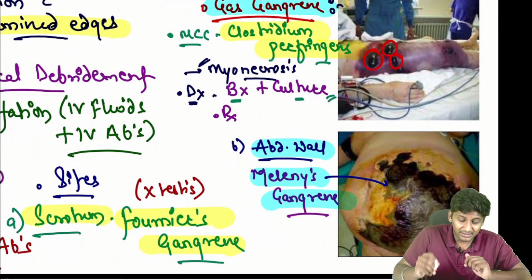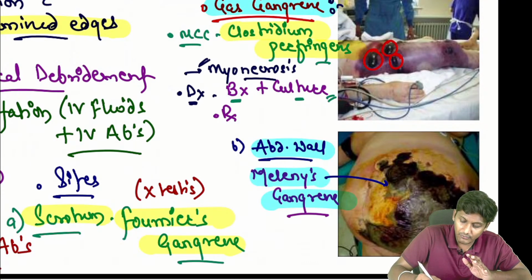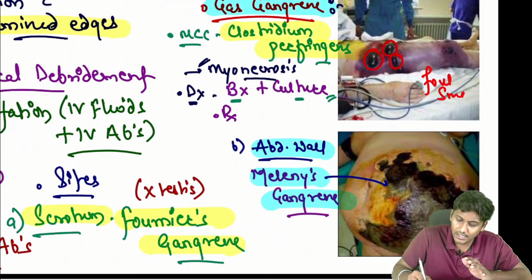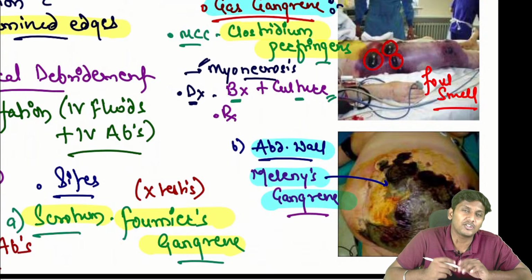Yaad rakhna, this condition is going to smell a lot, that means there will be a lot of foul smell coming from this patient. Okay, a patient of gas gangrene smells foul. Yes, there's a lot of foul smell which comes from the patient due to the myonecrosis which is there now and due to the bone erosion. Therefore the patient is going to have a lot of foul smell coming.